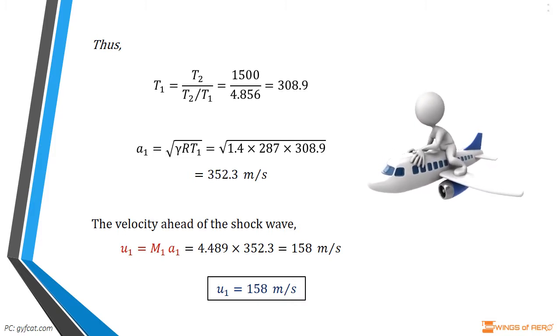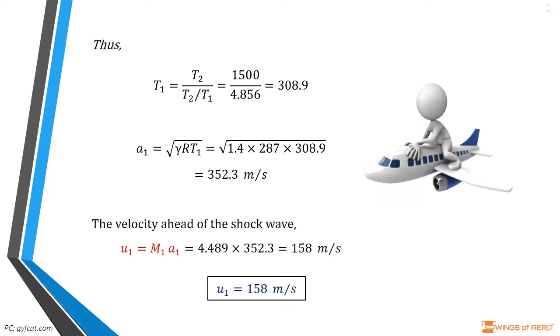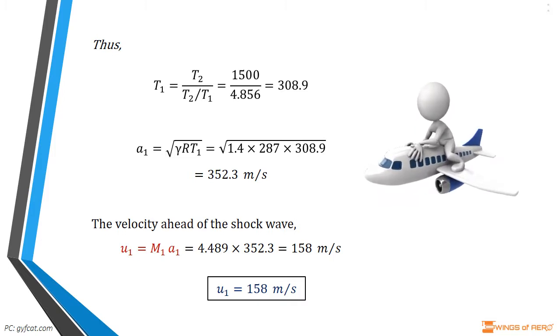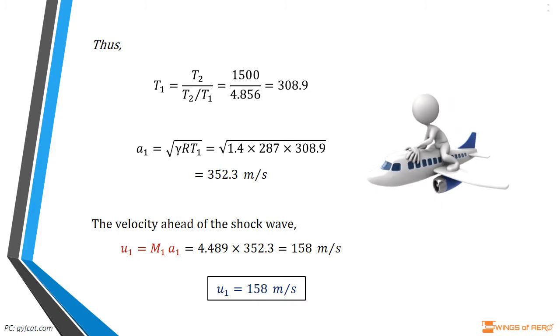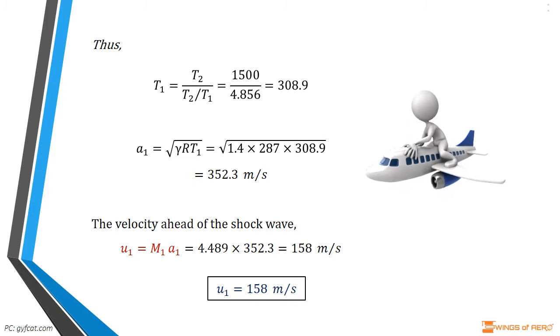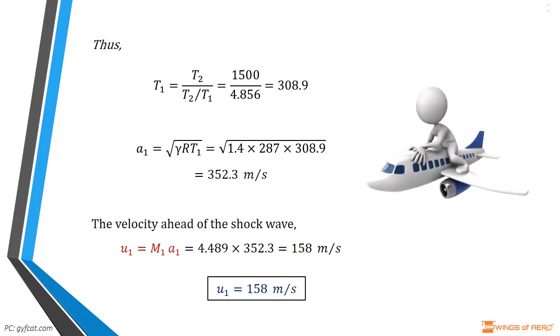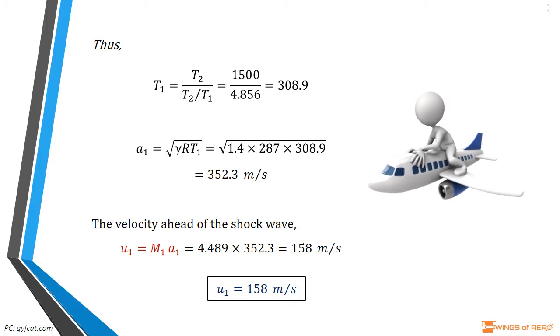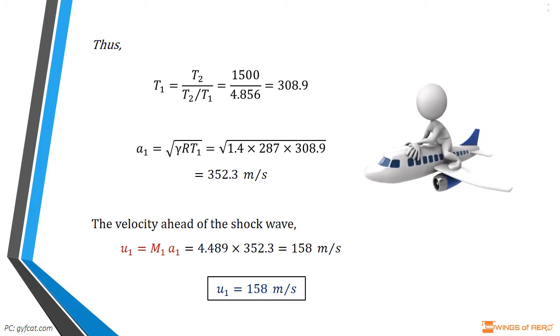A single velocity does not specify a normal shock wave. However, velocity in combination with temperature specifies the normal shock, where U1 and T1 ahead of the shock specify the shock. We see that U2 and T2 behind the shock also are sufficient to specify the shock.